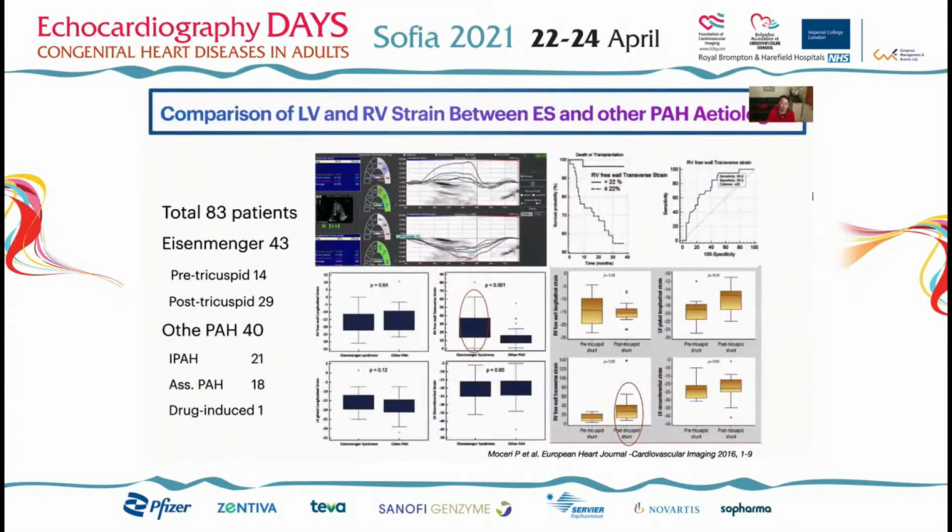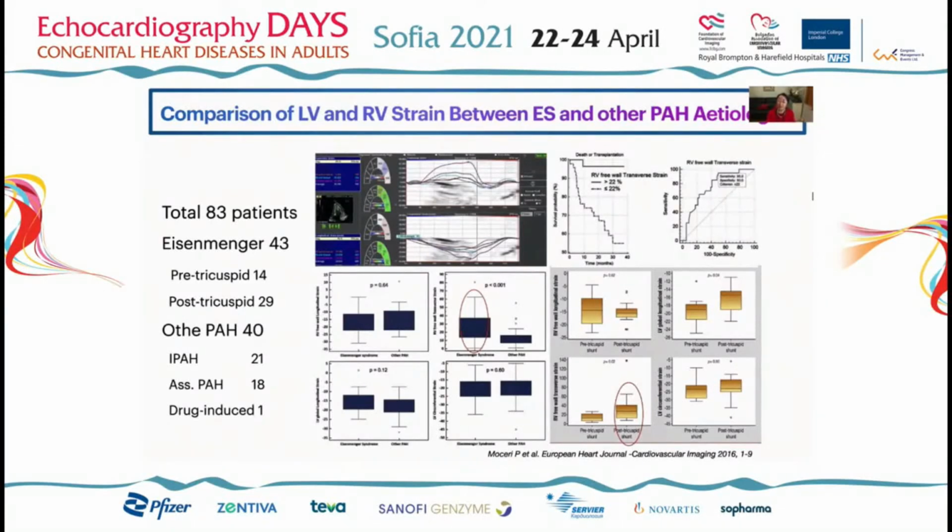This has been studied using speckle tracking in Eisenmenger patients. This is our study. In 83 Eisenmenger patients, we used speckle tracking and compared with 40 other causes of PAH. We find that in Eisenmenger syndrome, patients have better transverse strain. This transverse strain must be the contribution from the circumferential layer of the myocardium. And among the Eisenmenger patients, those with post-tricuspid shunts have better transverse strain than those with pre-tricuspid shunts, especially the ASD.